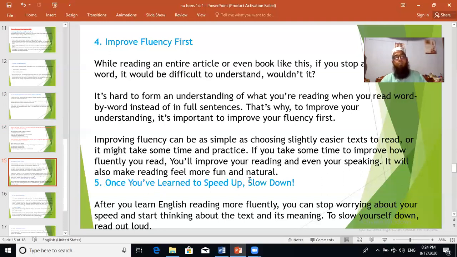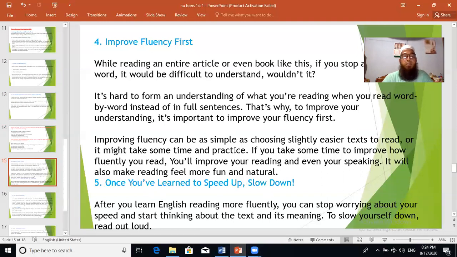Have you got it? The meaning? If you want to improve your fluency, how do you have to start? You have to start with a slightly easier text, an easier book, so that you can easily understand. You find interest to read it. So you have to start with easier texts at the beginning, and later on you will go one step further. It might take some time and practice.